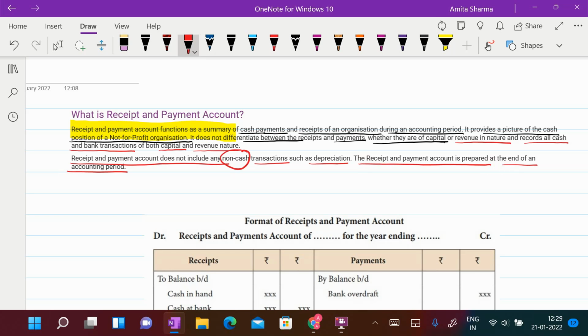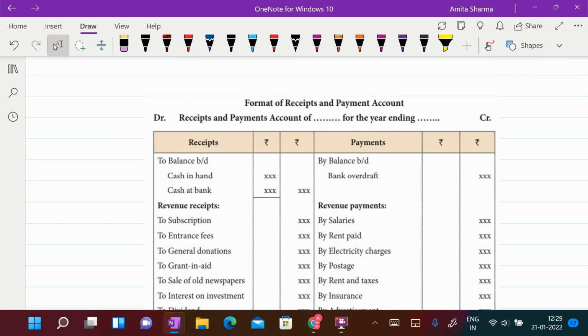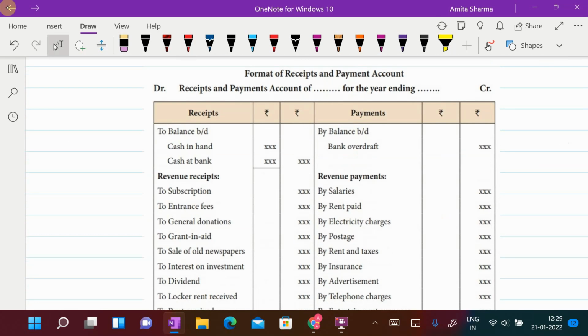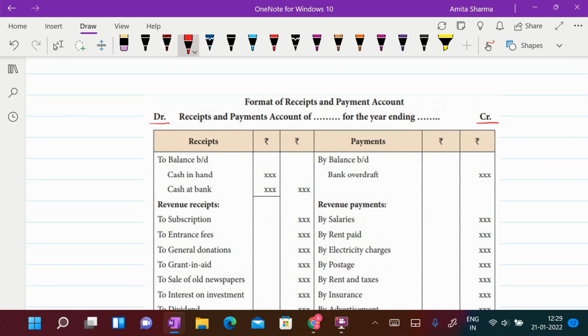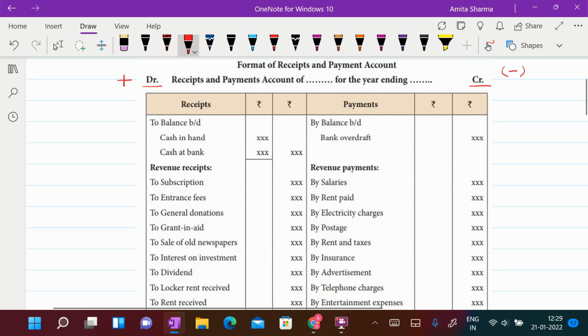So how does it look? Just look at the format. The format of the receipts and payment account: this side is the debit side and this side is the credit side. This account is based on the concept of a real account. Debit what comes in and credit what goes out. What is coming into the business in the form of cash will be taken on the debit side, and what is going out in the form of cash will be taken on the credit side.